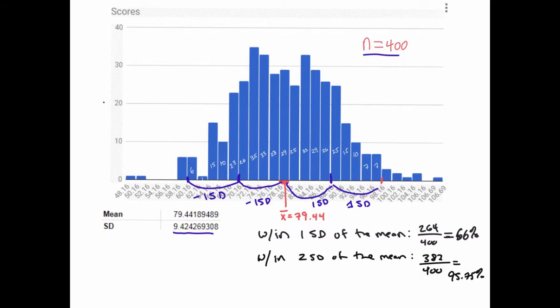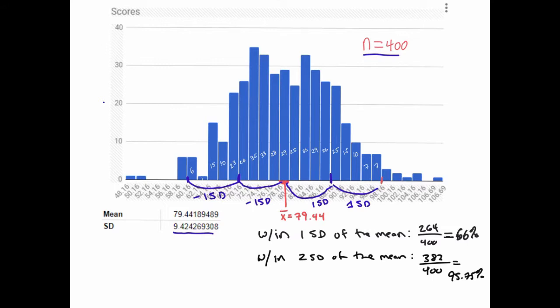The point in doing this is twofold in my mind. First is just to remind you that the normal model approximates histograms, and to find percentages, we really just tally up how many data values there are and divide by the total number of data in the sample.